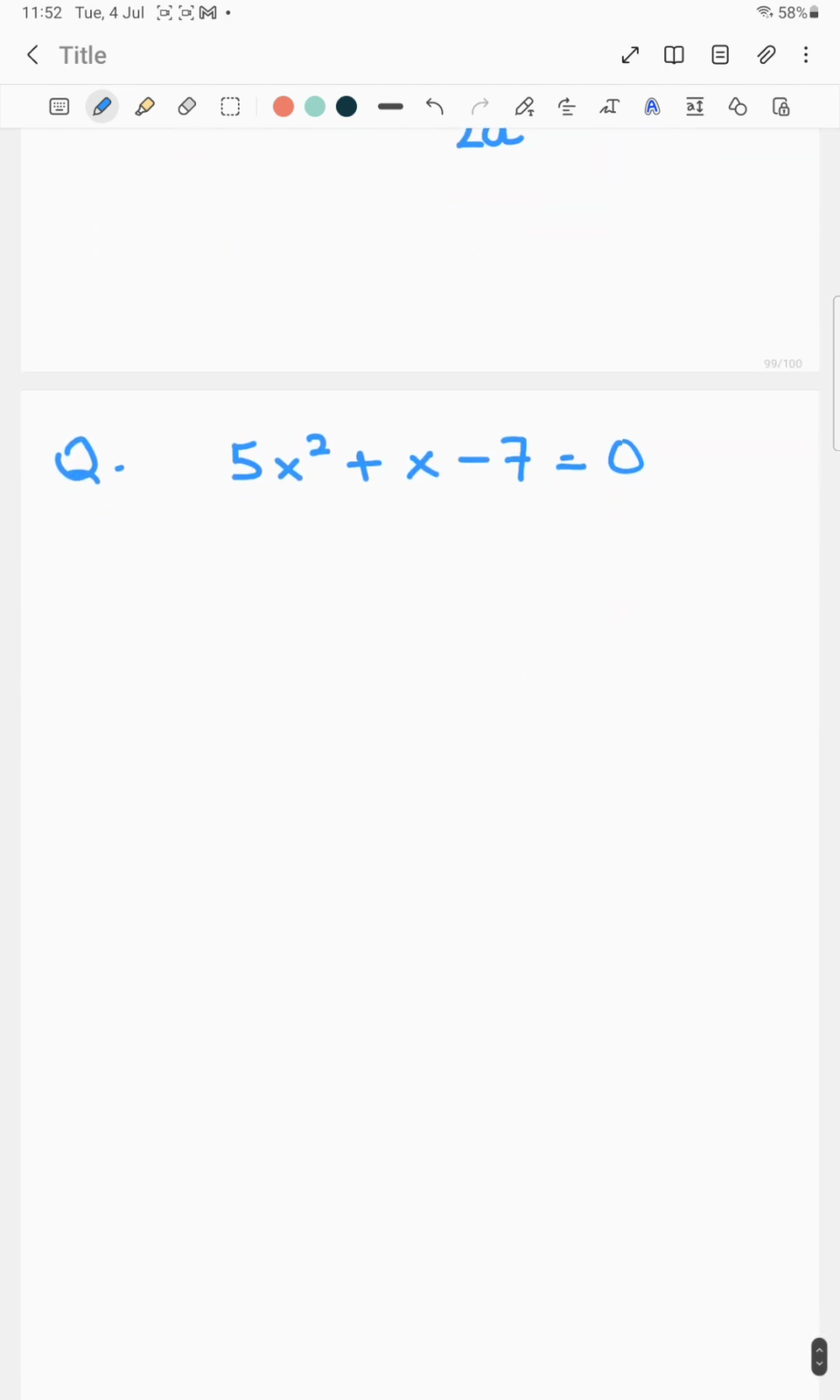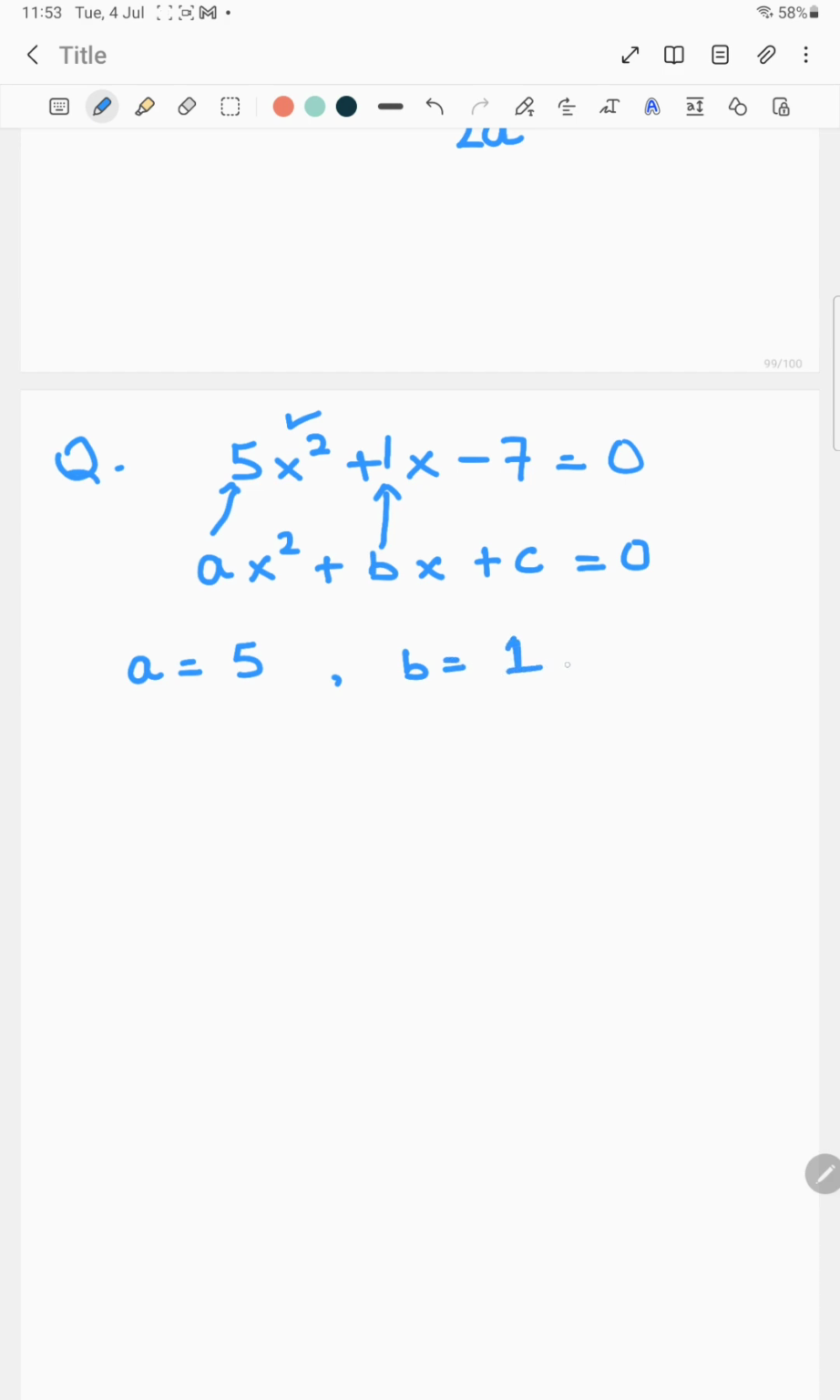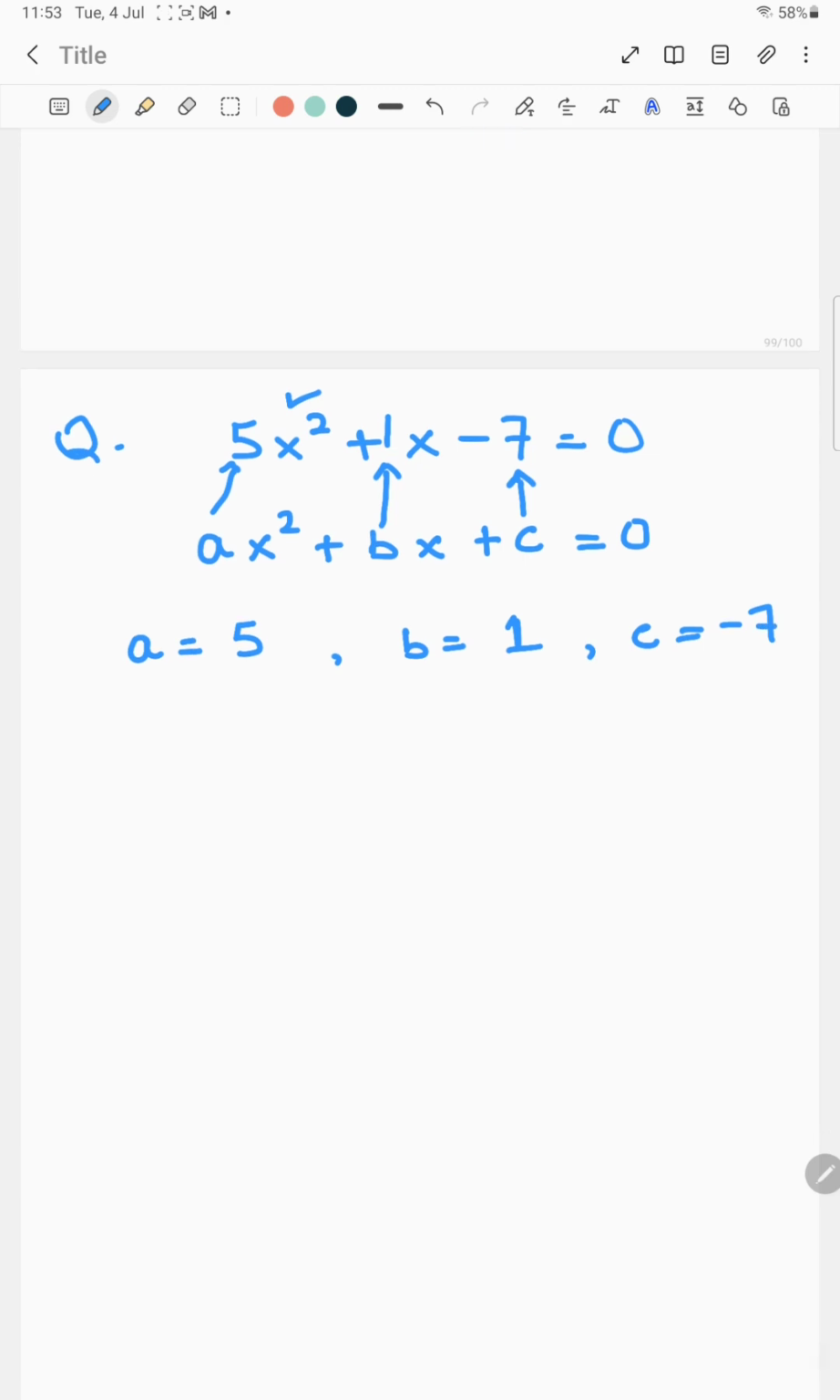See, we have a quadratic equation in which the highest power of the variable is 2. So this is a quadratic equation. Now we will always compare it with the general form. What is the general form? ax square plus bx plus c is equal to 0. So when you compare, a value is 5, b is 1 because if you don't have any coefficient, it is always 1, and c is minus 7, the constant number.